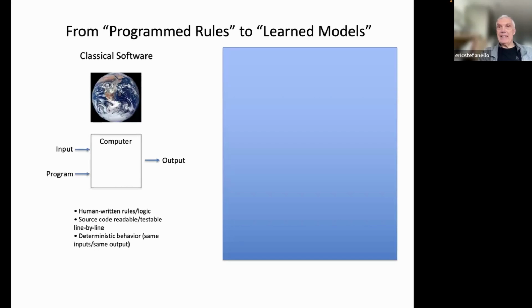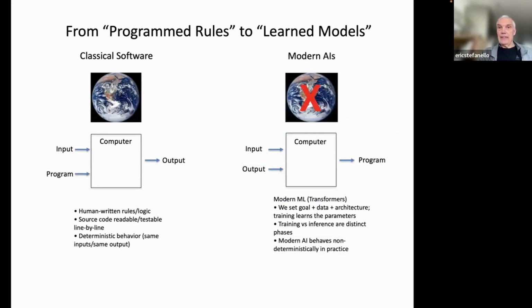In the world of modern AIs, it's totally different. You don't have any representation of the world. In fact, you have some input data which correspond to some output data. And it's the computer, it's the architecture that we have set up, which creates, in some sort of way, the program. So we correlate the input and output data, and it creates the program. It's the training which creates the so-called program.